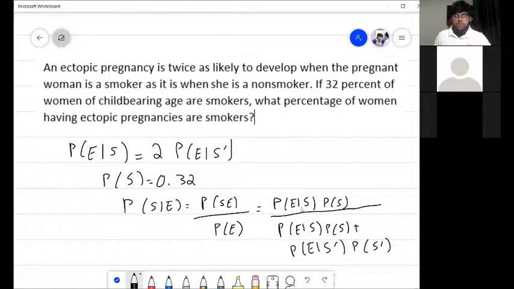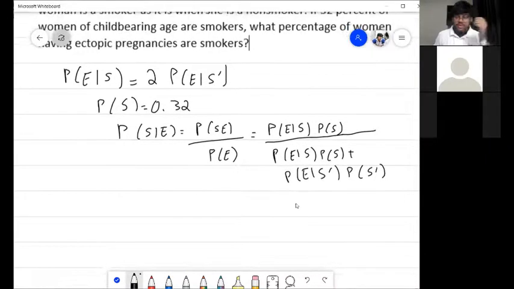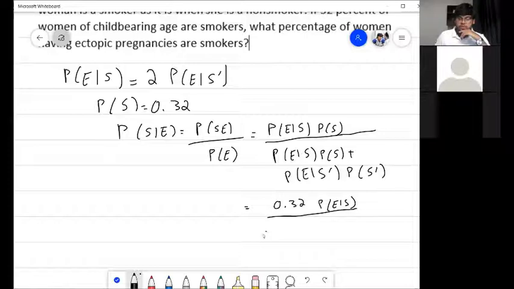So essentially the question has already given us all the details that we need. Now, what changes do I have to make? Because based on this, I just know P of S as a tangible value, that's 0.32. But I know the relation that E given S is twice E given S complement. So I'm going to substitute that in. So this will be 0.32 into P of E given S.